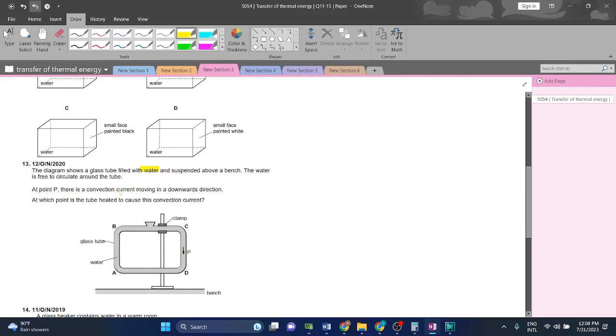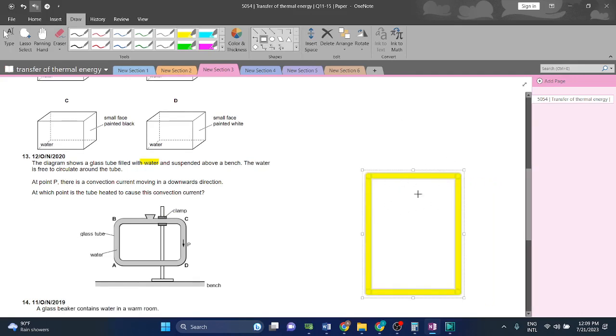At point P, there is a convection current moving in a downwards direction, at which point is the tube heated to cause the convectional current. अगर सारी options को हम लोग survey कर लेते हैं, for example अगर C पे होगा, when the water is heated the density is lowered. जब water heat होता है density reduces, so the density will reduce, और जो less dense और fluid होता है ना, it moves to the surface.